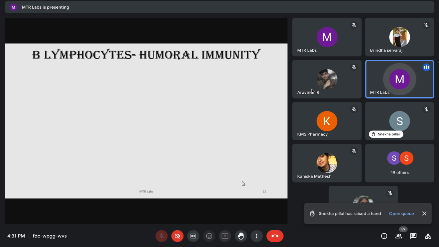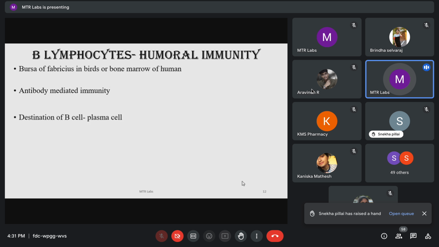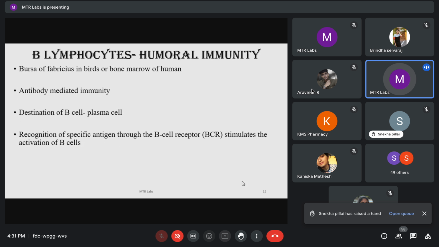So next are the B lymphocytes, which provide humoral or antibody-based immunity. B cells are named from the bursa of Fabricius in birds, or bone marrow in humans, where their origination was identified. This is antibody-mediated immunity, as I already said, and the destination of the B cell is the plasma cell. B cells recognize the antigen by the B cell receptor, BCR, which stimulates the activation of the B cell. When this receptor identifies the antigen, the B cell gets activated, and it produces high affinity antibodies.